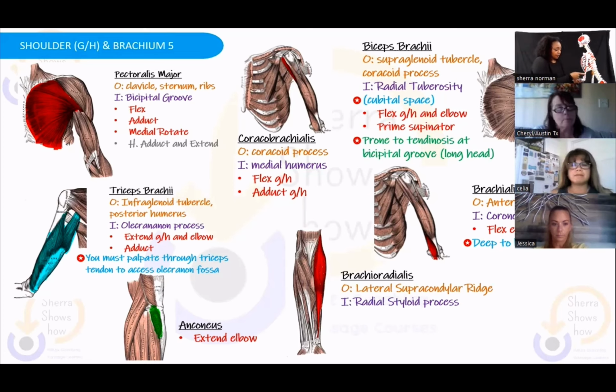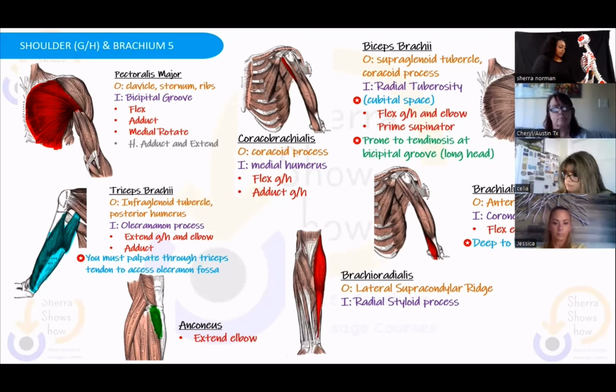But it starts up here on the lateral humerus, okay? Lateral elbow up here. Lateral supracondylar ridge to the radial styloid process. So it does not cross the wrist. It has nothing to do with the hand. It stops right here at the radial styloid process. Okay, the hand is just dangling there.